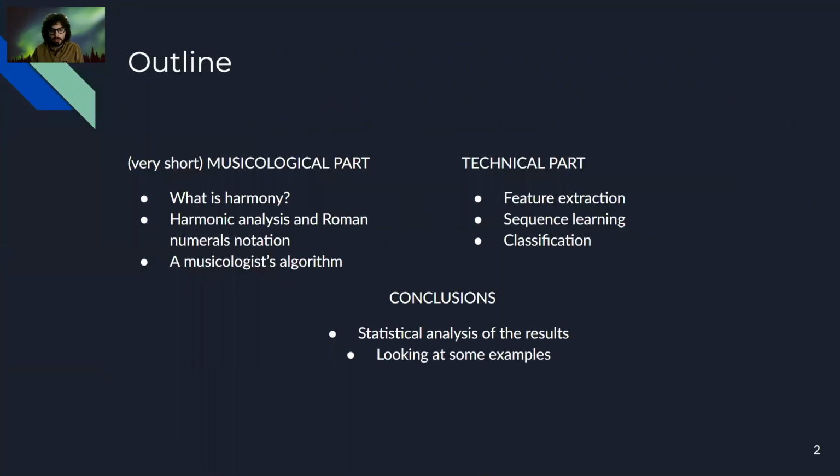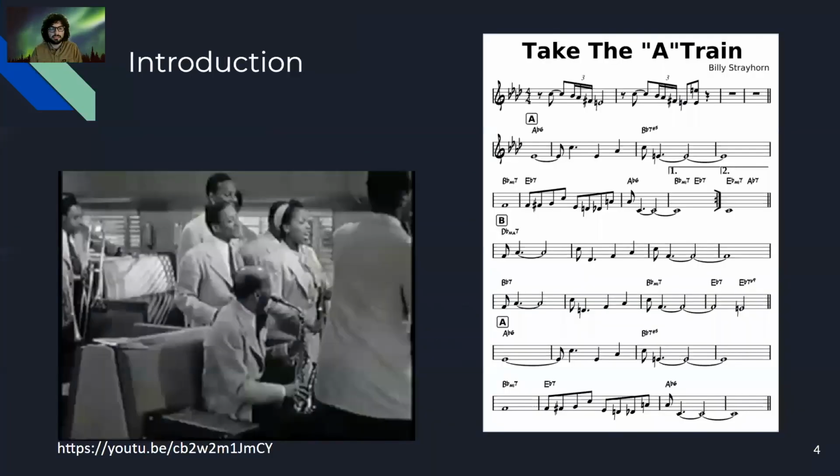So let me go directly with the outline of the talk. There's going to be a very short musicological part about what harmony is, about harmonic analysis and Roman numeral notation, and what a musicologist would do to solve this problem. Then there's going to be the technical part about the machine learning model that we use, and finally the conclusions, where we look at the results and some examples if we have time, and you can ask me questions after this recording has ended. Okay, let's dive into it already.